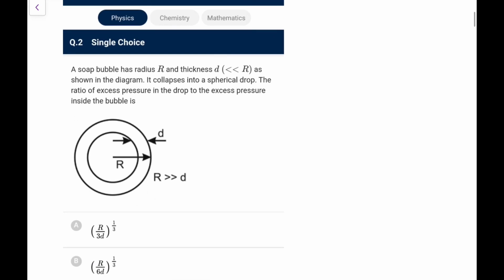Next, you have a soap bubble of radius R, thickness d. It collapses into a spherical drop. The ratio of excess pressure in the drop to the excess pressure inside the bubble is? So initially the excess pressure inside the bubble, you know, that was equal to 4S by R. Okay, 4S by R you can write.